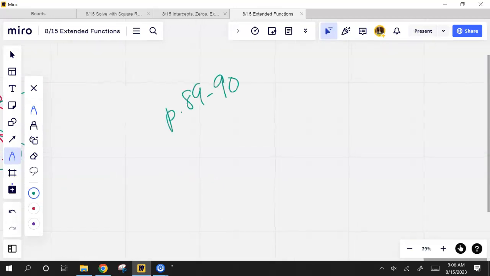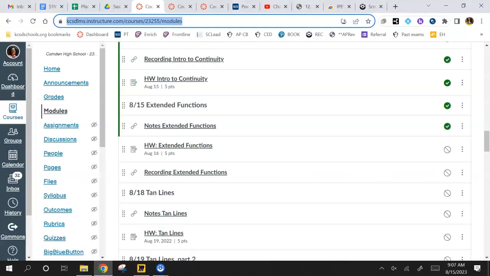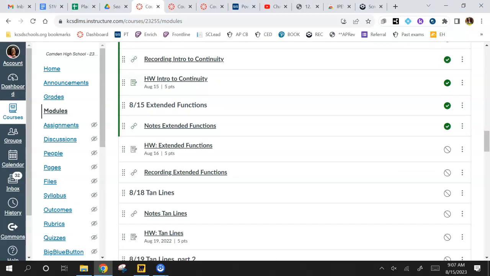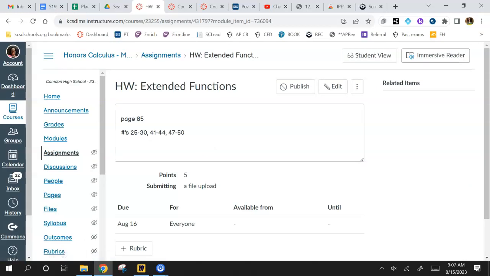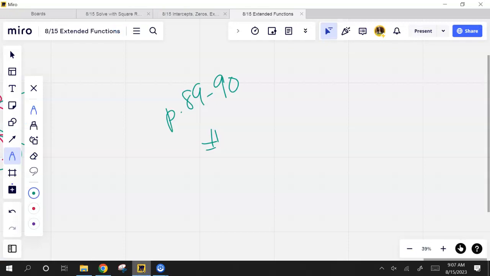It wouldn't be 25 through 30 because you already did those. 41 through 44. 47 through 50. What were the first ones? 41 through 44. 47 through 50, we already did 2 of those, I think.